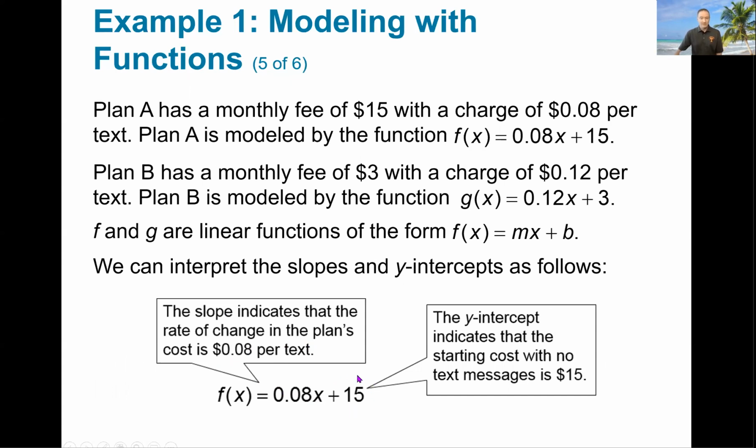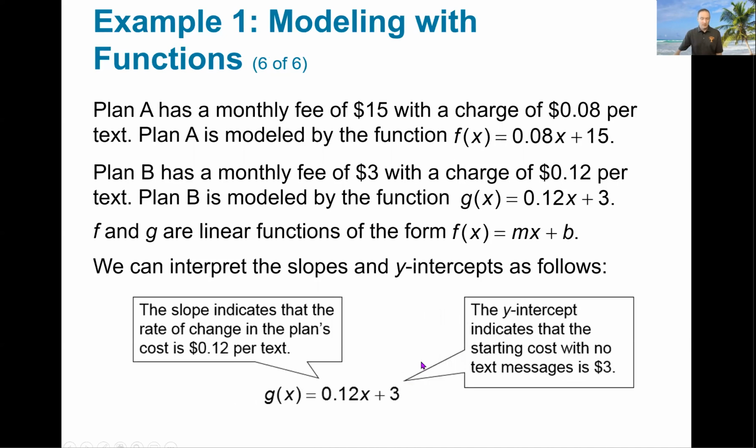So the base fee per month was $15 in that scenario, versus the other case where the base fee was only $3, but the variable cost of 12 cents per text message is what ended up making the two costs the same at 300 text messages throughout the month.